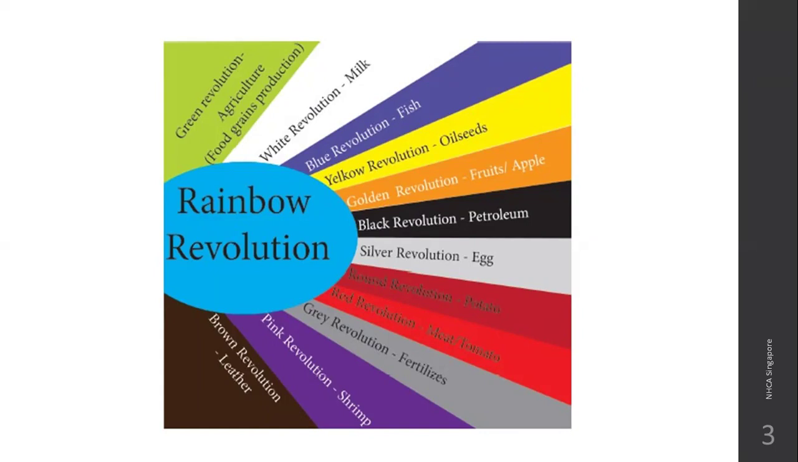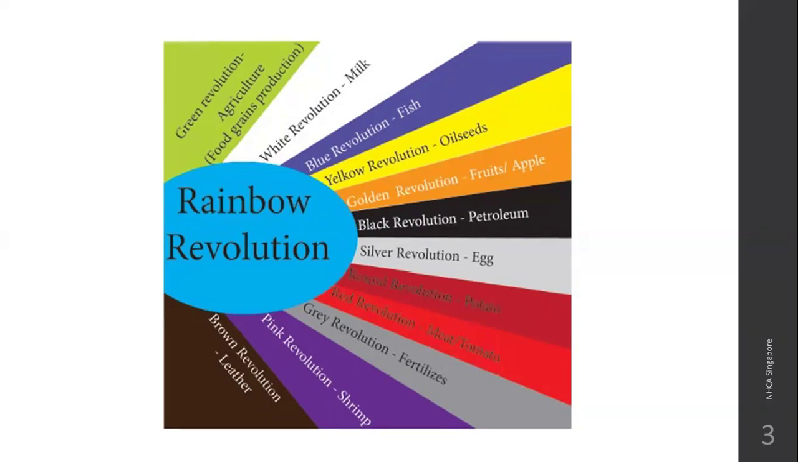The green revolution in agriculture had more impact on food grain and cereal production in India. The blue revolution covers fisheries, the laws based on fisheries that are implemented. The yellow revolution is oil seeds. The golden revolution is fruits and apples, including bioengineered apples. Whichever regions of India can naturally sustain good apple agriculture, promote them more and help the farmers in promoting apple agriculture. The black revolution is anything petroleum based. The silver revolution, egg.